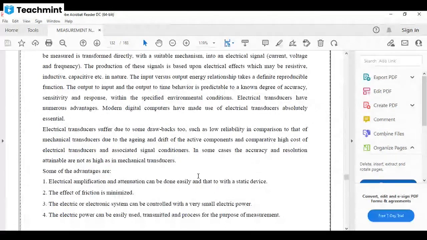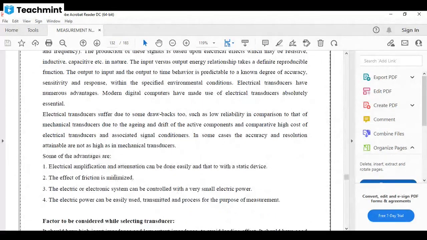Some of the advantages are: electrical amplification and attenuation can be done easily with a static device, and the effect of friction is minimized. Electric or electronic systems can be controlled with very small electric power. Number 4, electric power can be easily used and transmitted for the purpose of measurement.